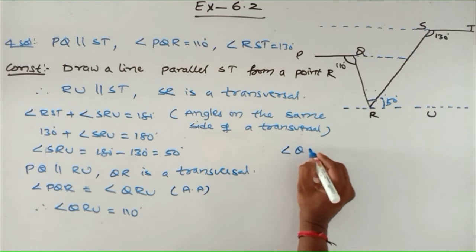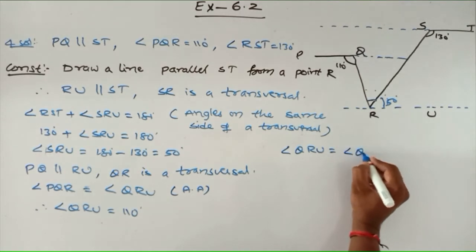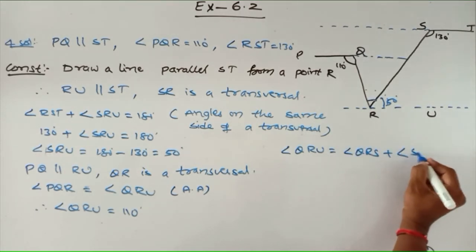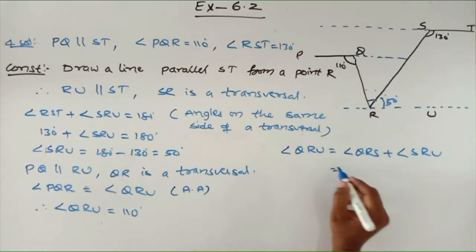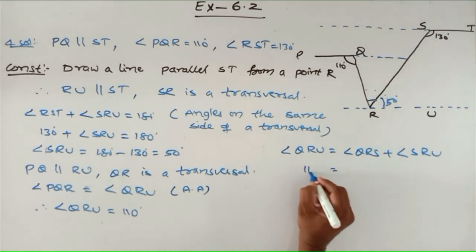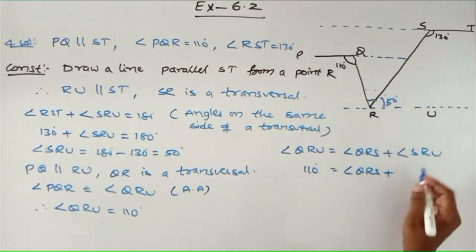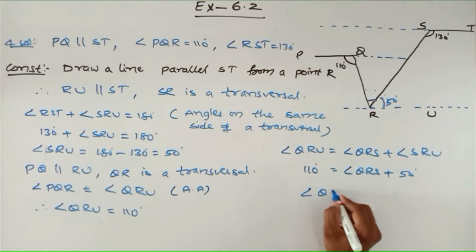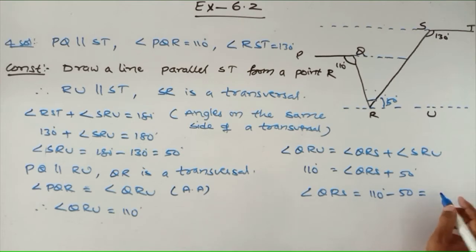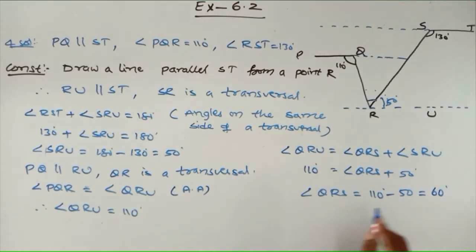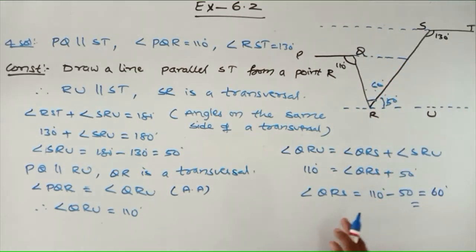But angle QRU is equal to angle QRS plus angle SRU. These two angles. So angle QRU is 110 degrees, and 110 degrees is equal to angle QRS plus SRU value, which is 50 degrees. Now angle QRS is equal to 110 minus 50, which is 60 degrees. So this value is 60. They asked us to find the value of angle QRS.